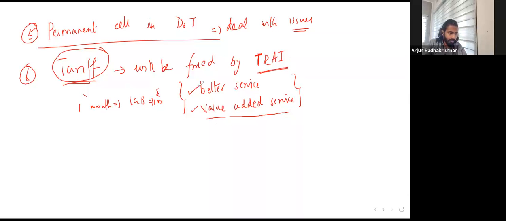So networks might be picked based on better service, value-added service, etc.